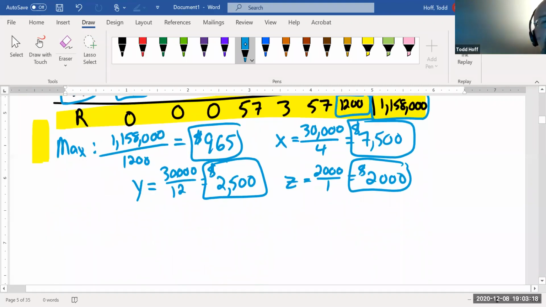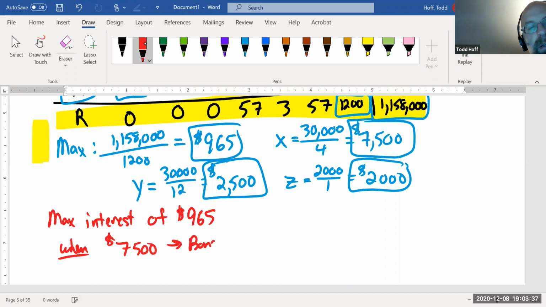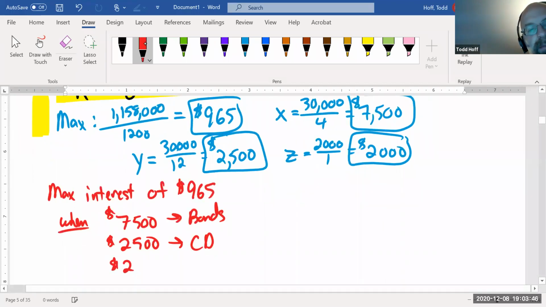So we would earn our maximum interest of $965 when we put 7,500 into bonds, 2,500 into the bank CD, and 2,000 into the high risk.